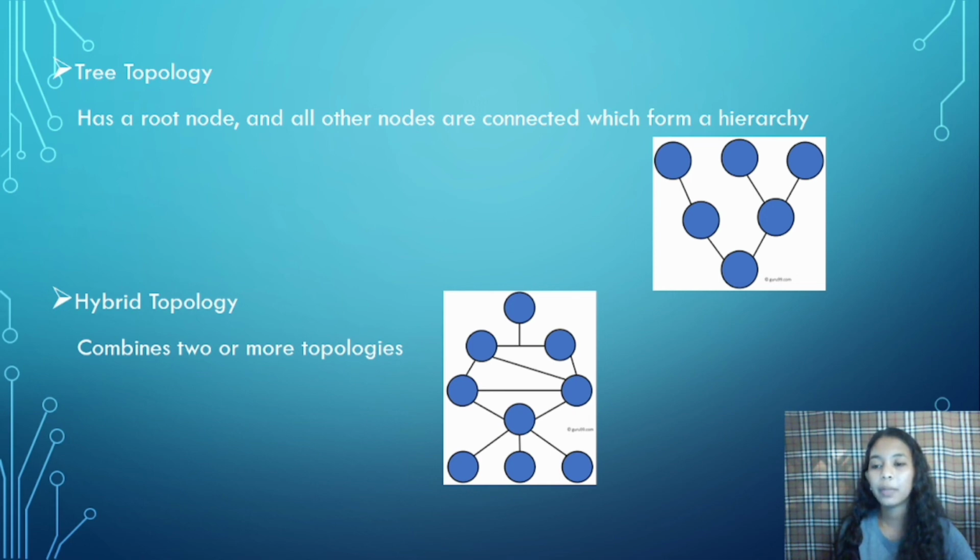Next is the hybrid topology. It combines two or more topologies. As you can see, this is a combination of two or more topologies. The advantage of this is that it offers the easiest method for error detecting and troubleshooting. It is a highly effective and flexible networking topology, and it is scalable so that you can increase your network size.